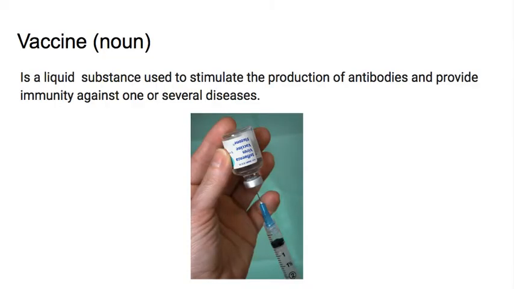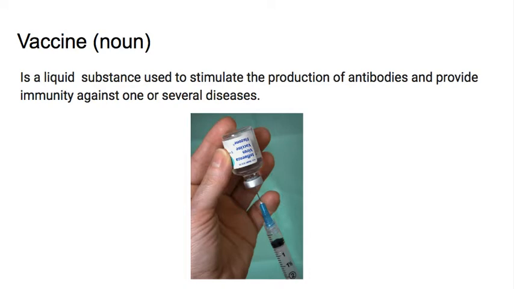So our first word is vaccine, and that's a noun, and it is a liquid substance used to stimulate the production of antibodies and provide immunity against one or several diseases. A lot of you are familiar with vaccines because you've all had them, or most of you have, and they can either be inoculation, which is an injection, they can be given orally, or they can be given through the nasal passage where liquid would be squirted up.